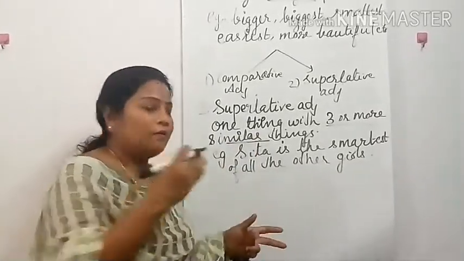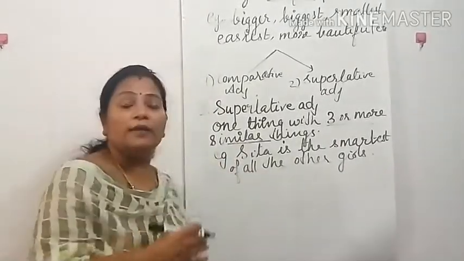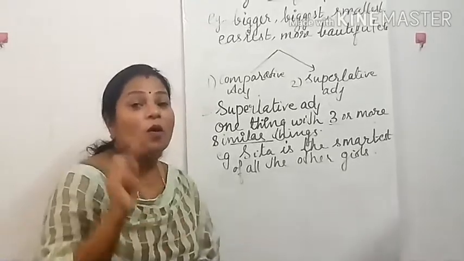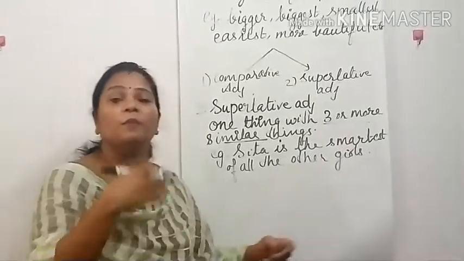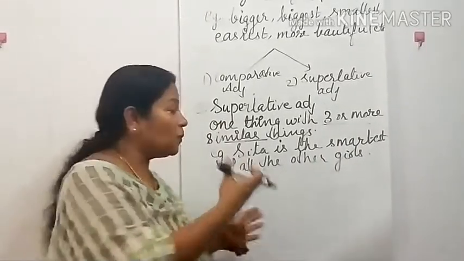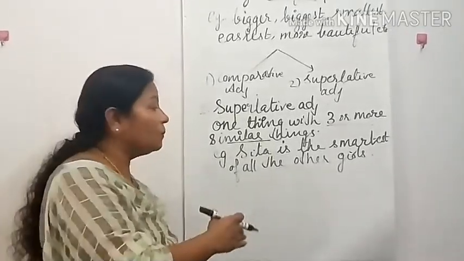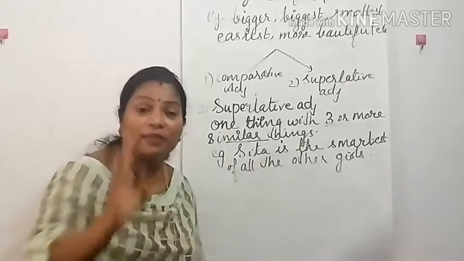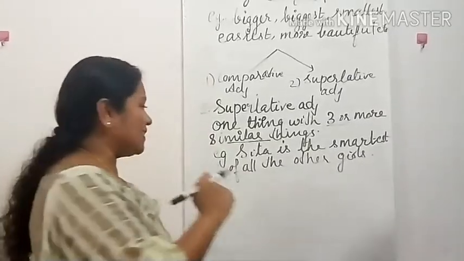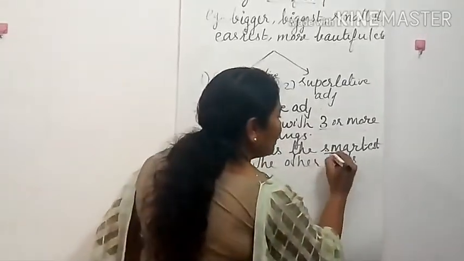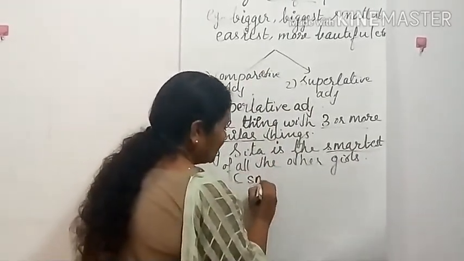See, again, they are similar girls, and here we are comparing Sida, one thing, with three or more. Okay, when we say girls, it will be three or even more. Suppose Sida is in the class, and in the class there are so many other girls, so we are comparing Sida with the other girls. Okay, so this is called, what is that? Superlative adjective. So we have the word smartest. This is our superlative, and this is obtained from the adjective smart.